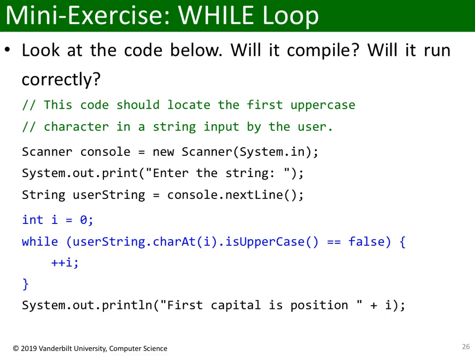First of all, to be able to get input from a user, we have to have a scanner object. We're going to prompt the user for input, enter the string, and then we are going to do a next line from the console. So console object dot nextLine is going to get the next line of input from the input string and store that into a string called userString.